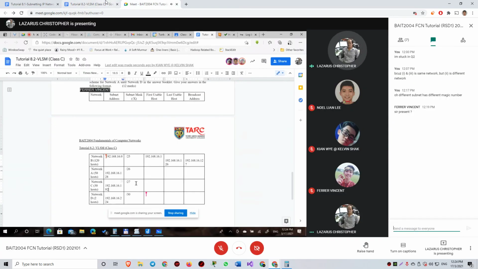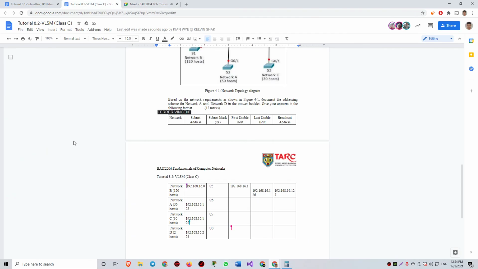So 27 is at the 30, 32 plus 32 is 2, 2, 4, right? So once you get this, you know here at the back is 192.168.255.